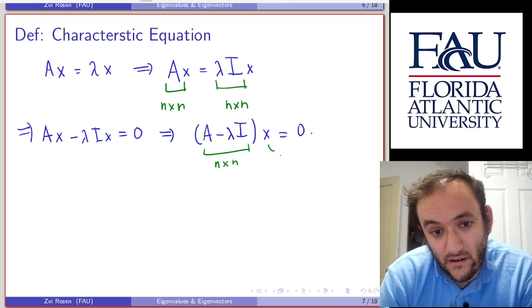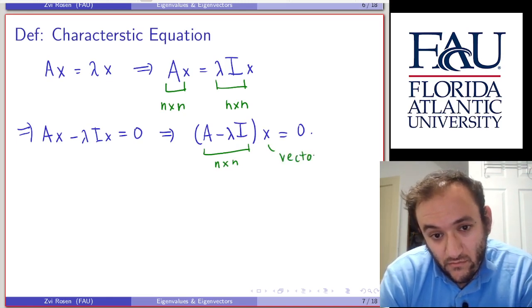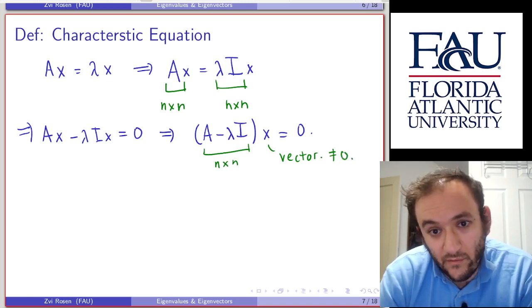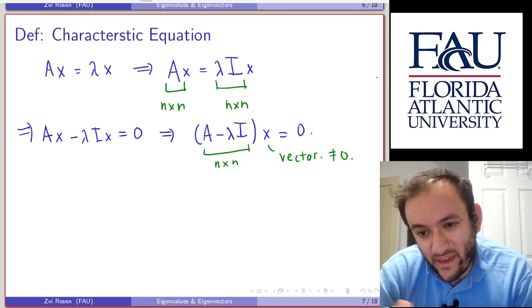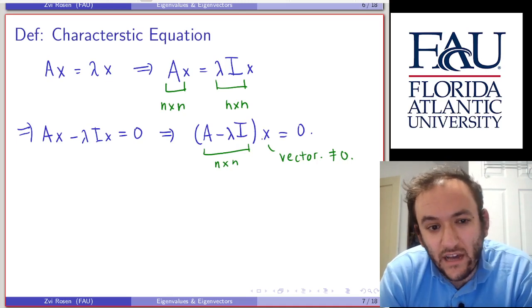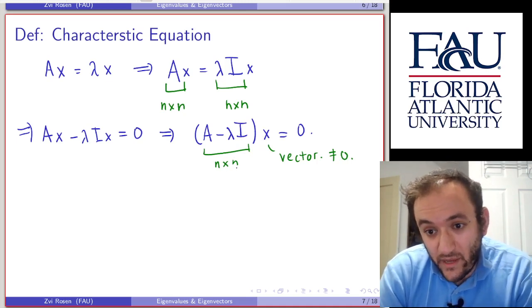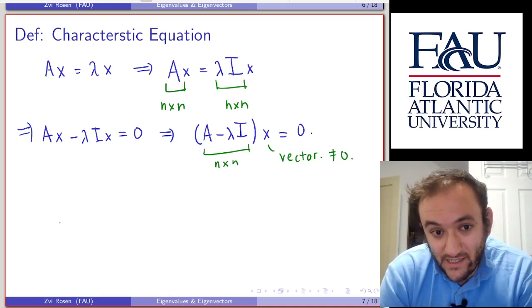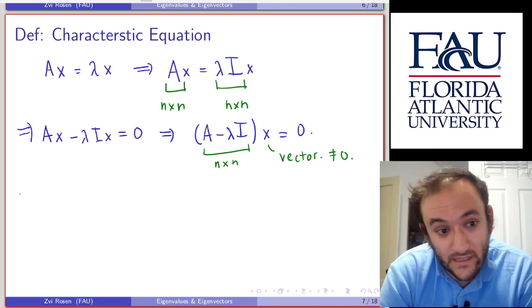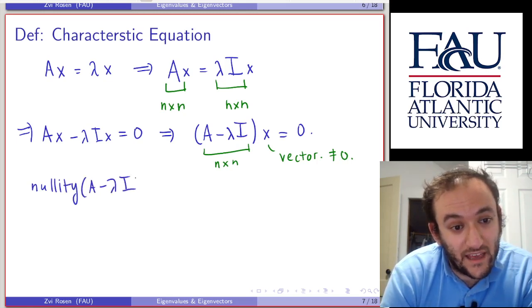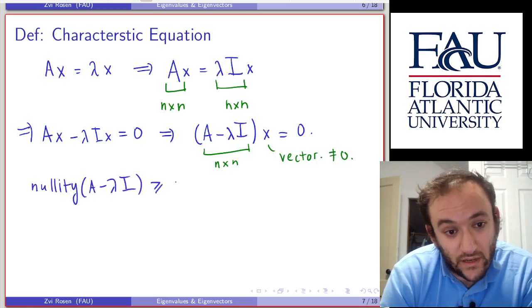This is our vector. We're assuming this is not equal to 0, because obviously for the 0 vector, any matrix just gives you the 0 vector back. So we have a non-zero vector multiplied by an n by n matrix, and it gives us the 0 vector. That means that this matrix has nullity greater than 0. So the nullity of A minus lambda I is at least 1.